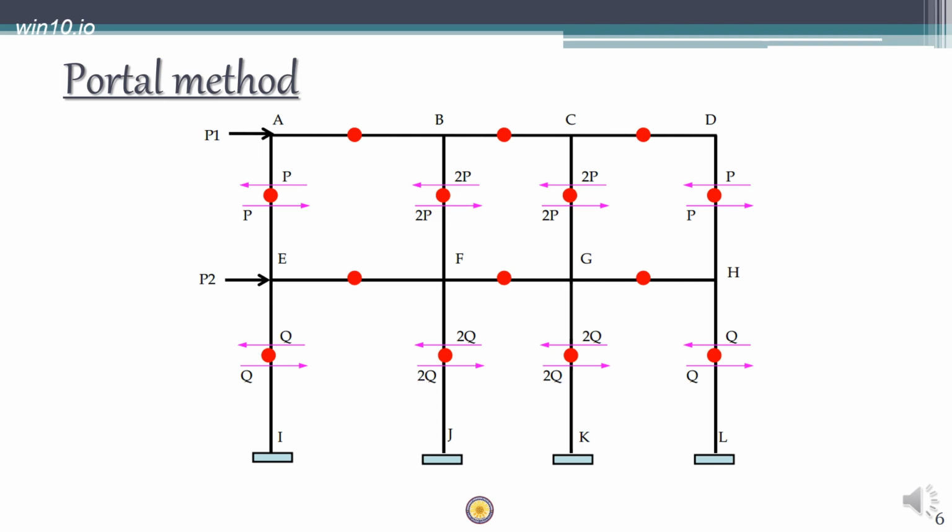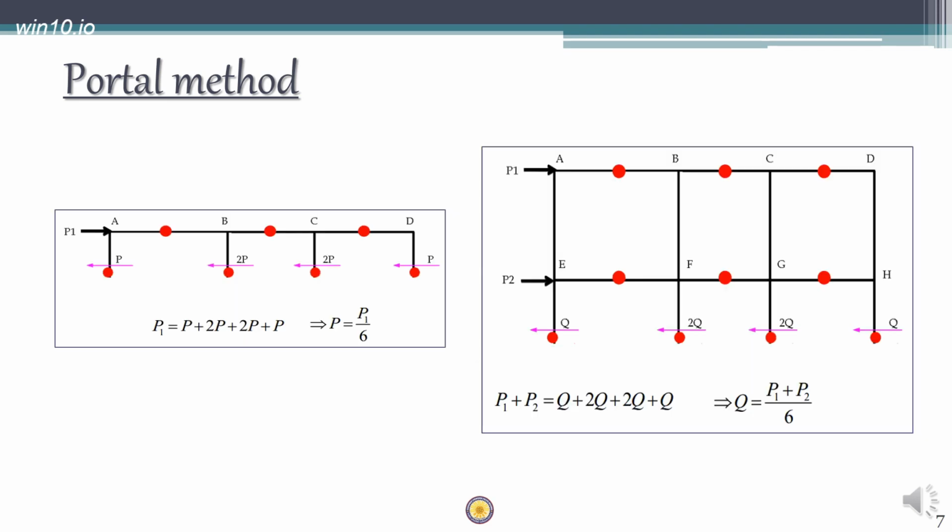Now if you take the sum of all the horizontal forces above the hinge level for the top story, you can note that P1 is equal to P plus 2P plus 2P plus P, which means that P1 is equal to 6 times P. Hence you get the value of P as P1 by 6. That is, you get the value of column shear for the top story. So if this is P, this is going to be 2P.